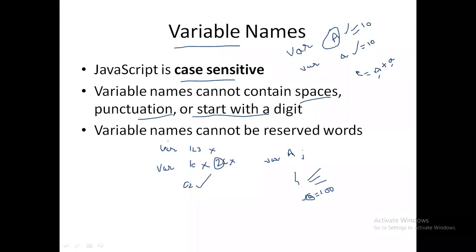Then it cannot have special characters, and it cannot start with numbers. A variable cannot be totally numbers. A combination is allowed, but it should not start with a number. I can have C2, this is okay, but it cannot be 2C. Then it cannot have any punctuation. Punctuation means commas, full stops, any kind of such things I cannot use in between the variable.